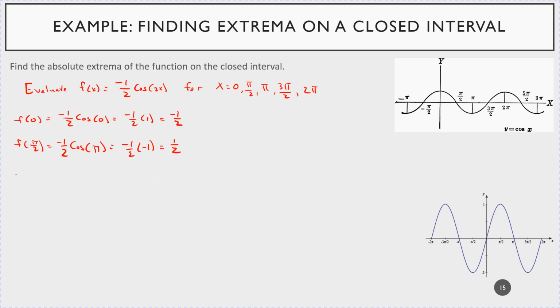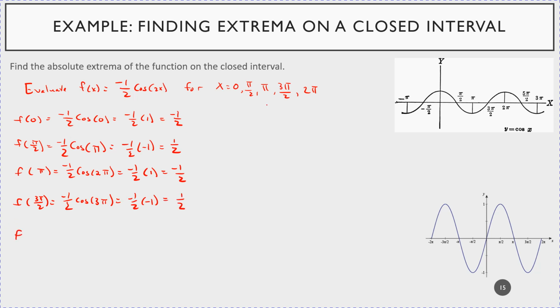And then, you have to keep going, right? So f of pi, this is minus 1/2, and this ends up being cosine of 2 times pi, because you have 2x in there, 2 pi. So this is minus 1/2. Cosine of 2 pi, boom, is 1. So you can see it's going to oscillate here, right? So f of 3 pi over 2, this ends up being negative 1/2 cosine of 3 pi, which is negative 1/2 times negative 1, which is 1/2.